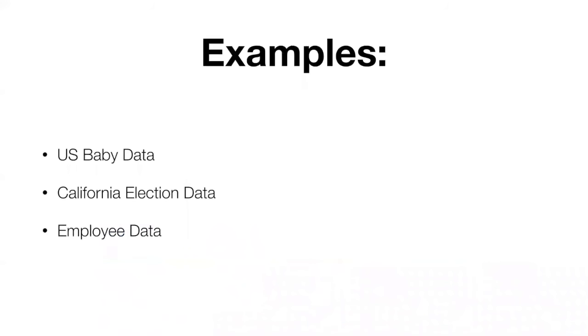So that's really the nutshell of the PCA. There's a more complicated mathematical concept around the formula, but I think the best way to understand how PCA works is just to do it. So I'm going to use these 3 examples. Number 1 is US baby data. Second is California election data, and third is the employee data. The second and third we already saw. So let's get into it.